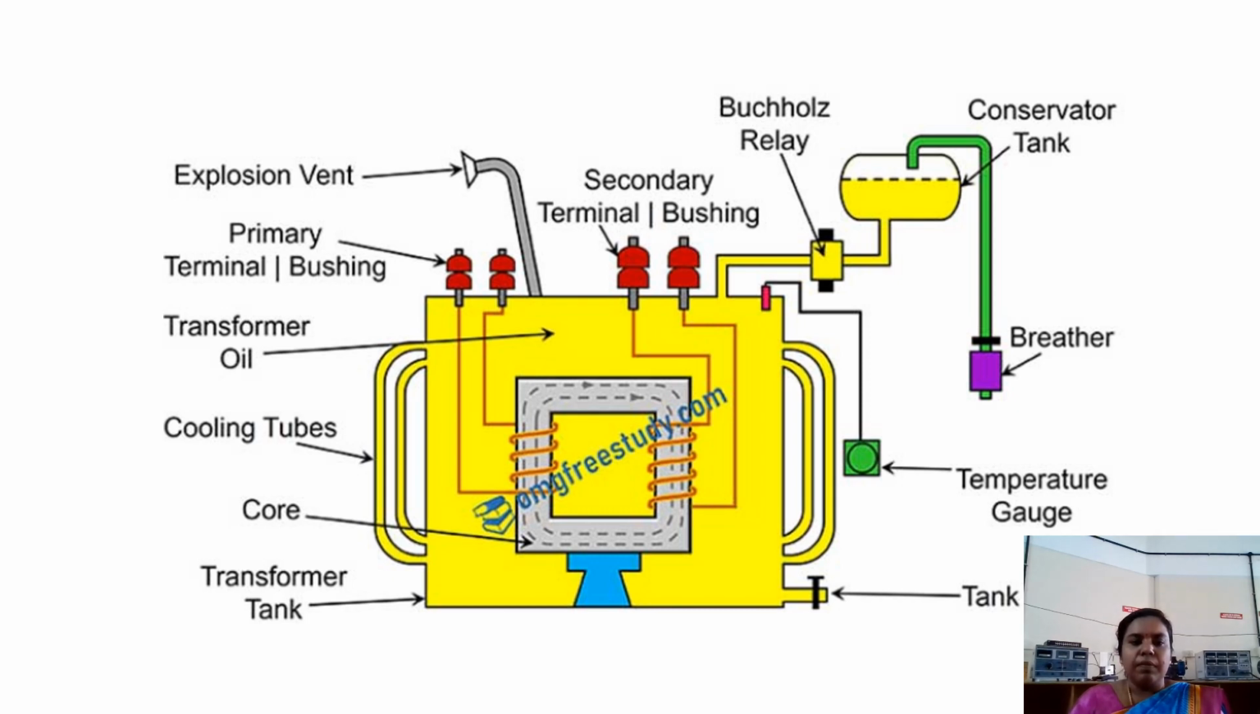Then next we have bushings, primary bushings and secondary bushings, through which the external connections will be taken out. So this is about the construction of a transformer.